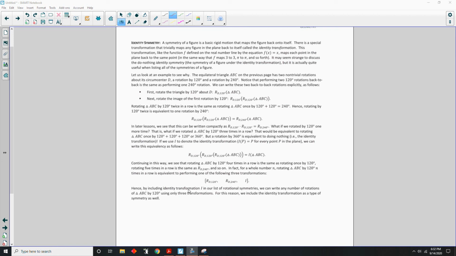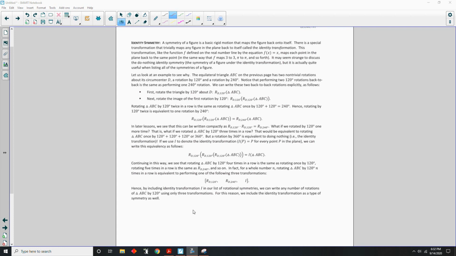Hence, by including identity transformation I in our list of rotational symmetries, we can write any number of rotations of triangle ABC by 120 degrees using only 3 transformations. For this reason, we include the identity transformation as a type of symmetry as well.